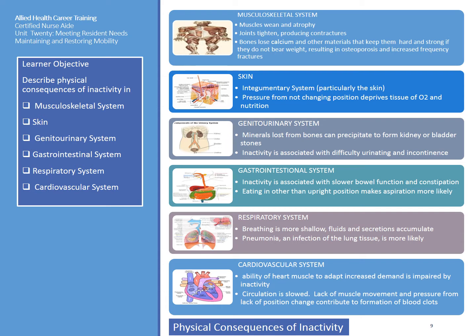With immobility, the heart muscles adapt to the increased demand and is impaired by inactivity. So let's kind of restate that. The ability of the heart muscles to adapt to the increased demand is impaired by their inactivity. So their heart is not pumping effectively. Their circulation is slowed down. The lack of muscle movement and pressure from the lack of position changes contributes to the formation of blood clots. And that's a big concern with elderly people.